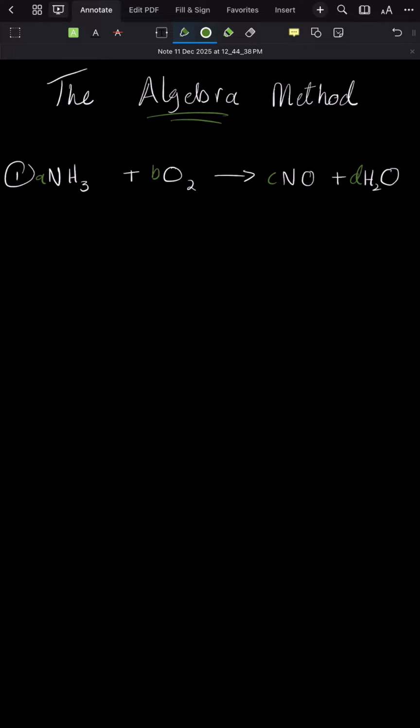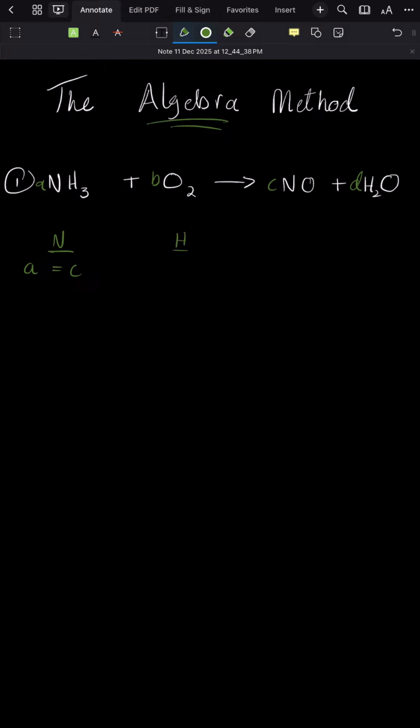Now I'll compare the elements, not using numbers, but using letters. Starting with nitrogen, on the left hand side we have a number of nitrogens, because 1 times A. On the right hand side we have 1 times C, so C nitrogens, and you put an equal sign between the two letters. Moving on to hydrogen, on the left hand side we have 3 times A, so 3A hydrogens, equals, on the right hand side we have 2 times D, so 2D hydrogens.